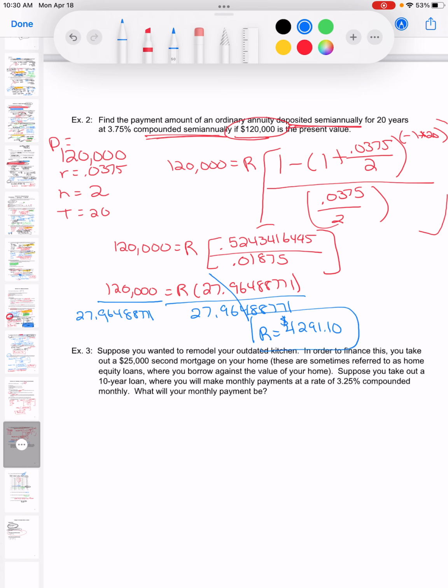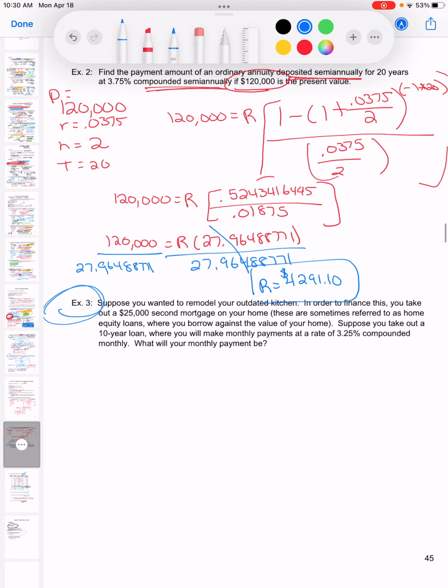So that means if the present value is worth $120,000, maybe I won that in a lottery or something, I could set up this ordinary annuity and I would get $4,291.10 semi-annually, so every 6 months. That's not too bad. All right, example 3 is going to work like these guys. So I want you to hit pause and give this one a shot. Even if you haven't been hitting pause to check the calculator, definitely hit pause now to make sure you can set up and solve this one.